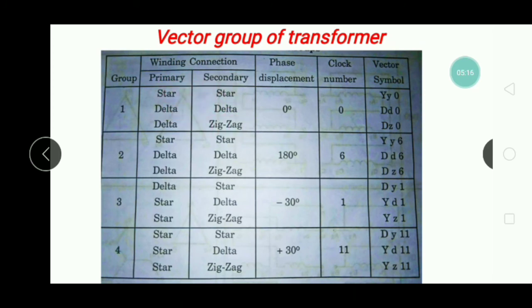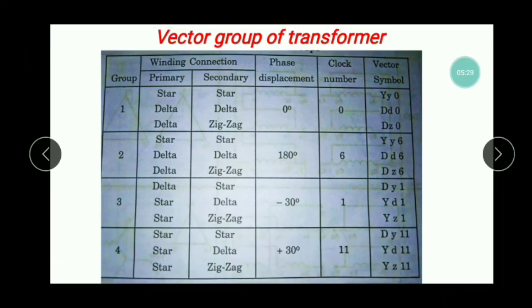Okay, so a vector group symbol we can make: star star at 0, so yy0. Primary winding is denoted by a capital letter, so capital Y, and secondary winding is denoted by a small letter, so small y means star connection, and d means delta connection. So from the 0 group, star star yy0, delta delta dd0, delta zigzag dz0. Same as second group, star star 180 degree phase displacement, that means yy6, delta delta dd6, delta zigzag dz6.